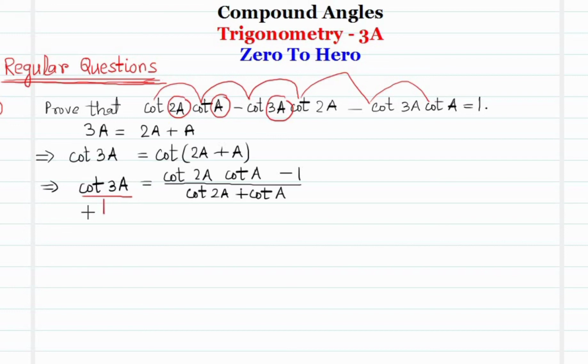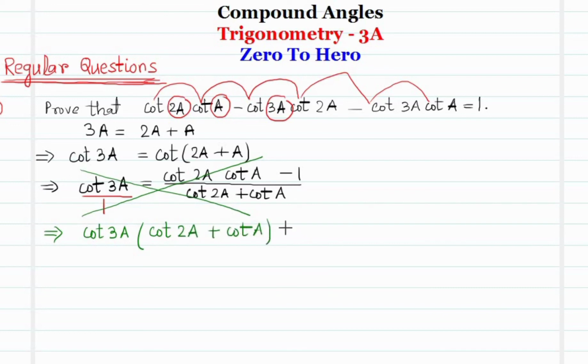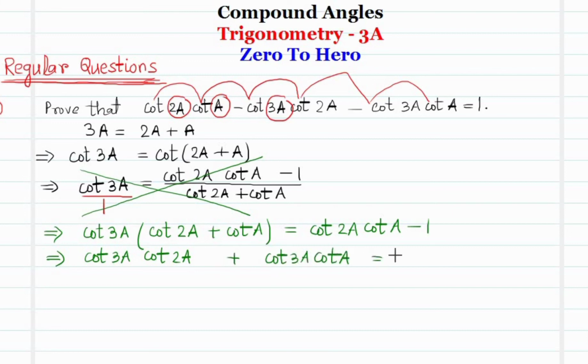And now what will we apply? Cross multiplication. So multiply the terms like cot 3a into cot 2a plus cot a, which is equal to cot 2a cot a minus 1. After expanding, cot 3a cot 2a plus cot 3a cot a equal to cot 2a cot a minus 1. Now what do we have to do?